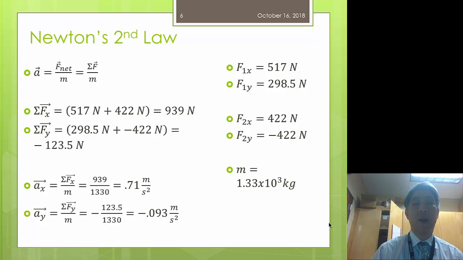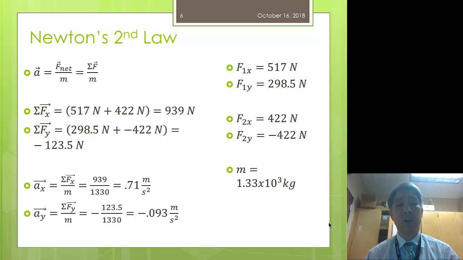If I do that and divide by the mass of the barge, which is 1,330 kilograms, I find that my acceleration in the x direction is 0.71 meters per second squared, and the acceleration in the y direction is minus 0.093 meters per second squared. If I wanted the total magnitude, I'd have to use the Pythagorean theorem, add the squares of those things and take the square root. But I was just interested in finding the acceleration. I could write it as 0.71 i hat minus 0.093 j hat. I know I have some acceleration in the x, and because of the angles, my barge is actually going to accelerate in the y direction as well.